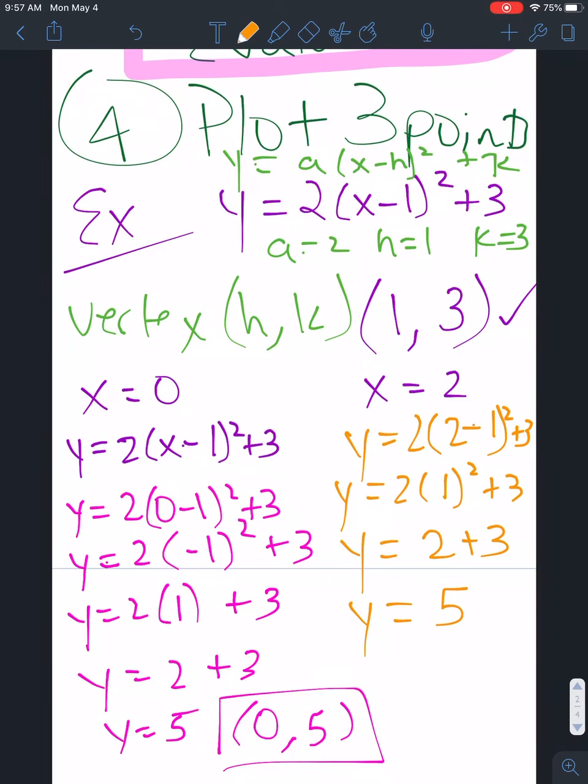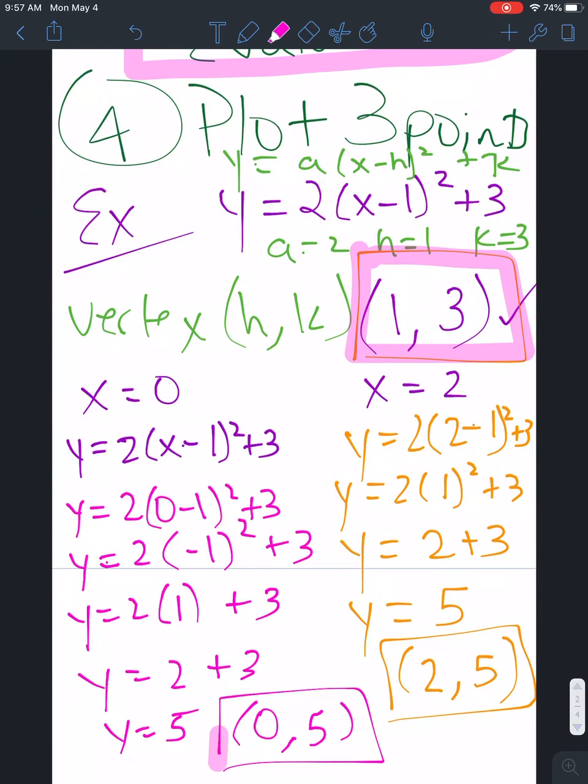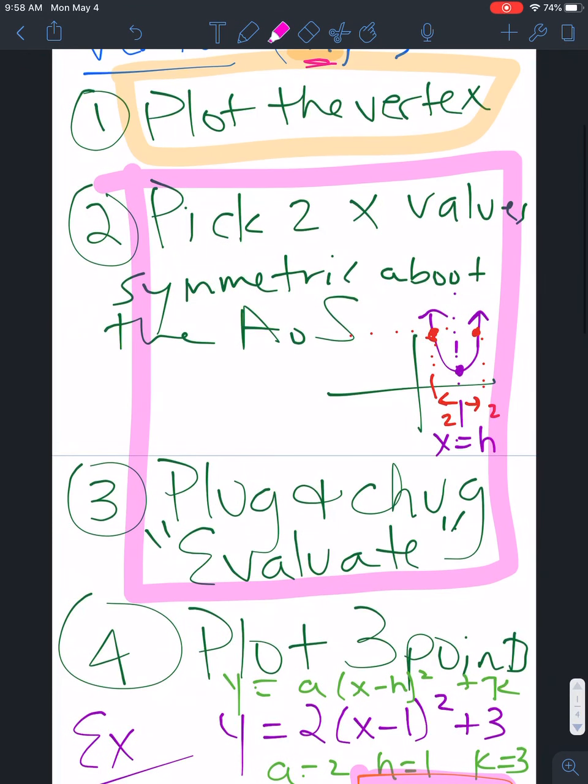All right, 2 plus 3 is 5, so my y is 5, and my x is 2. So my point is 2, comma 5. And now we have 3 different points: our vertex, the point we plugged in with an x to the left of h, and the point we plugged in with an x to the right of h. I did tell you earlier that if you picked things that were the same amount away from the axis of symmetry, they'd be the exact same height, right?